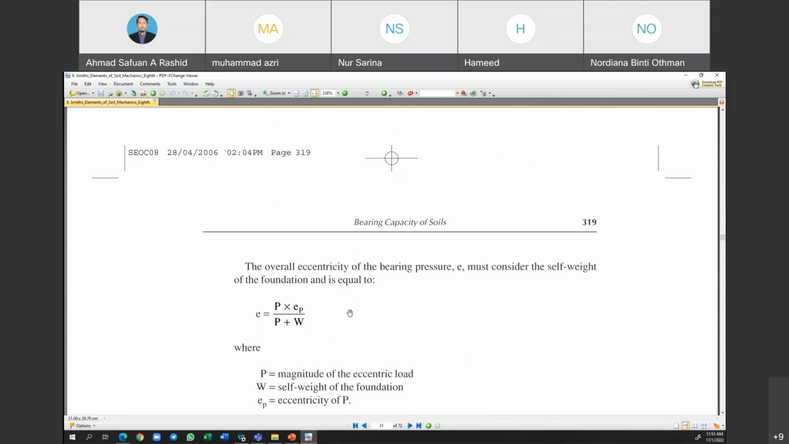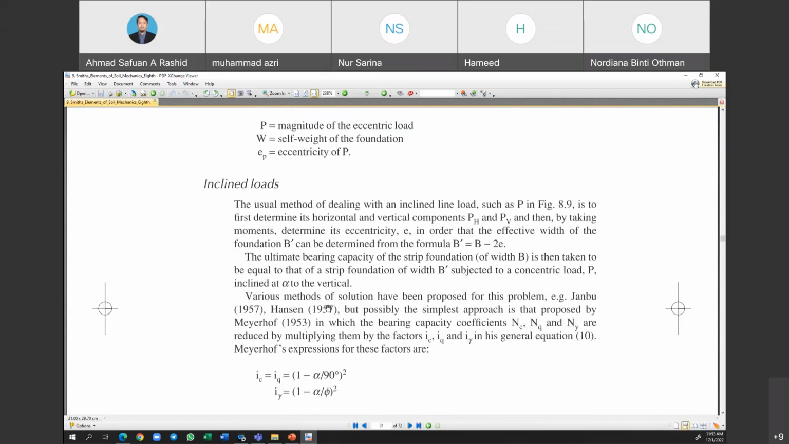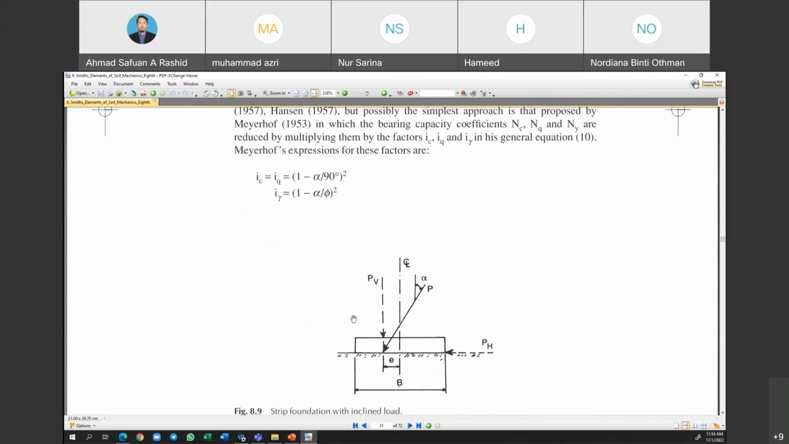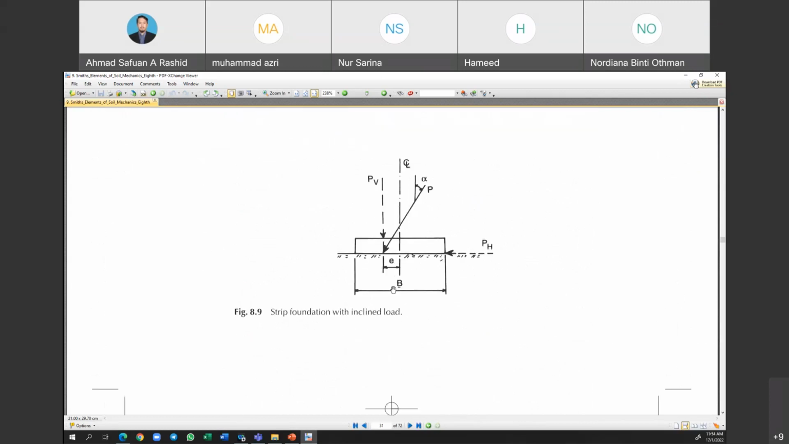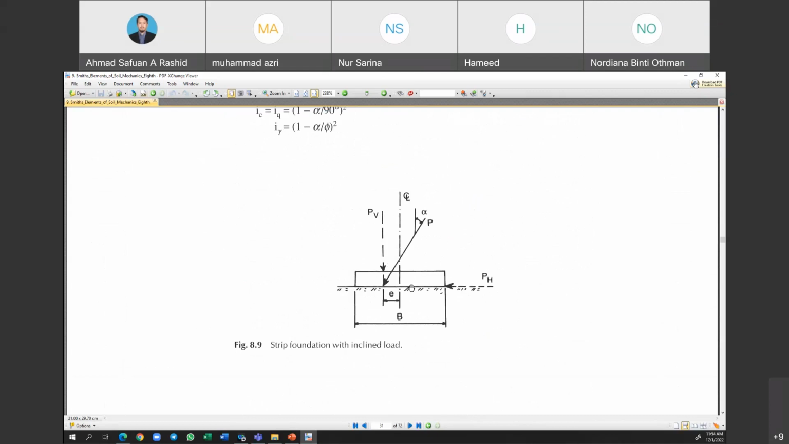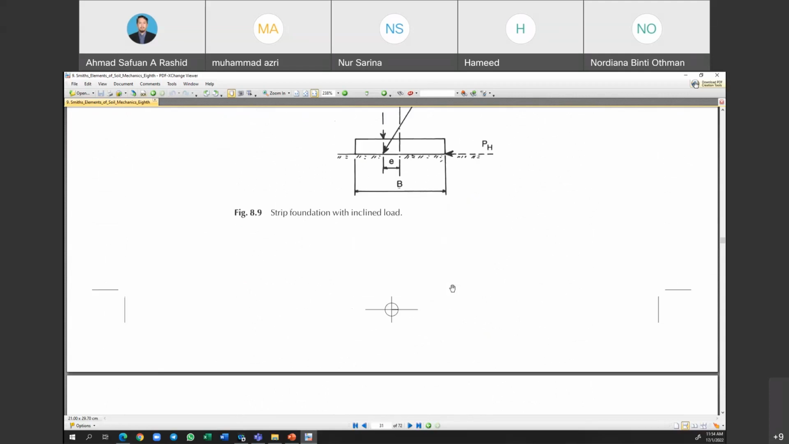So there will be an example. I will discuss how to determine the E later on. Then inclined loads have also been included in the Meyerhof. For example, if we have a vertical and horizontal load, we need to determine what will be the P value due to the PV and pH.